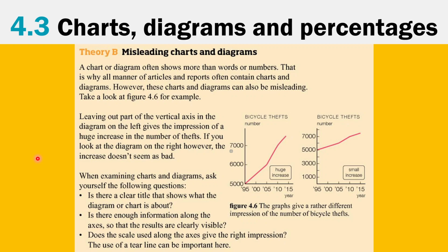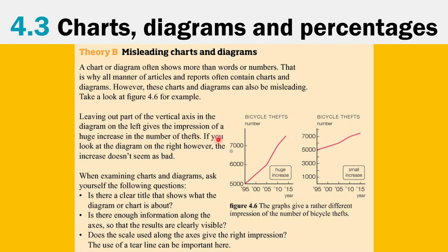Last theory of 4.3, theory B: misleading charts and diagrams. This is a bit of a weird one as well, because we're not really going to take a look at how new things work. We're just going to take a look at how you can be very crafty using charts and diagrams and be actually misleading about what you want to tell. And it's up to you to figure out and remember in which different ways actual sources can try to mislead you. This happens in real life.